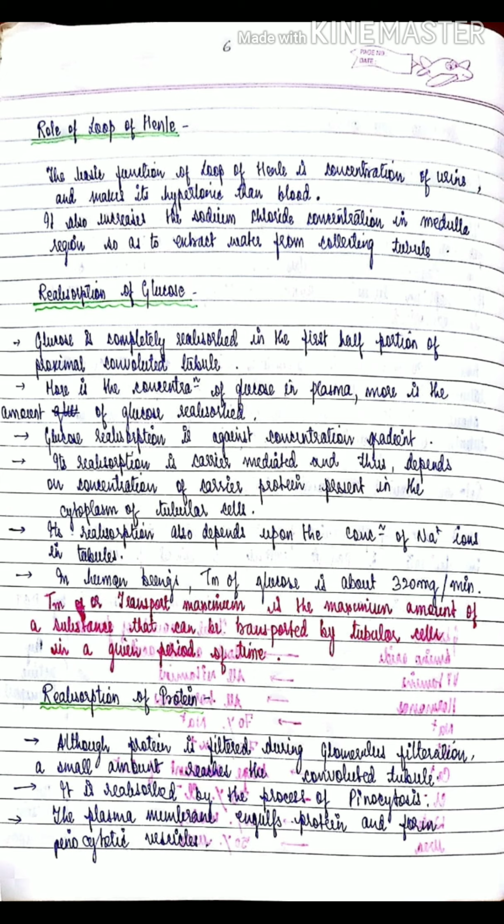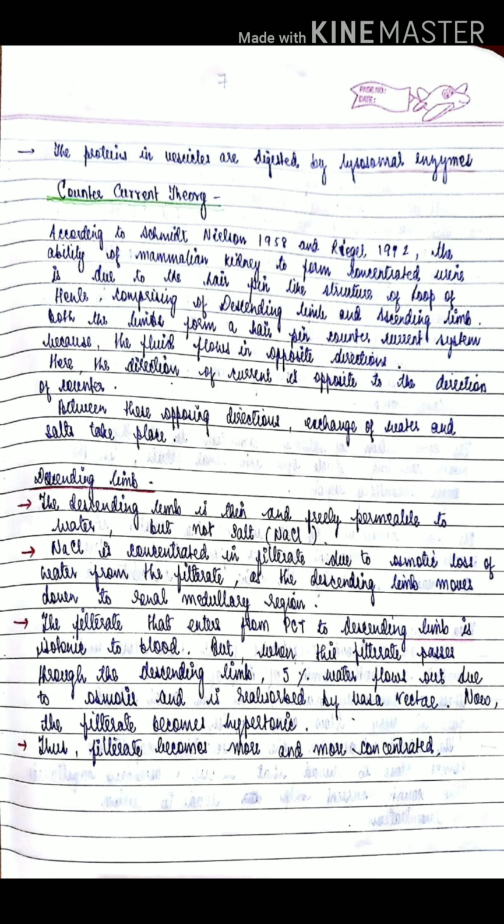Next is reabsorption of proteins. Although the protein is filtered during glomerular filtration, a small amount reaches the convoluted tubule, which is reabsorbed by the process of pinocytosis. The plasma membrane engulfs proteins and forms pinocytotic vesicles, and these are digested by lysosomal enzymes.